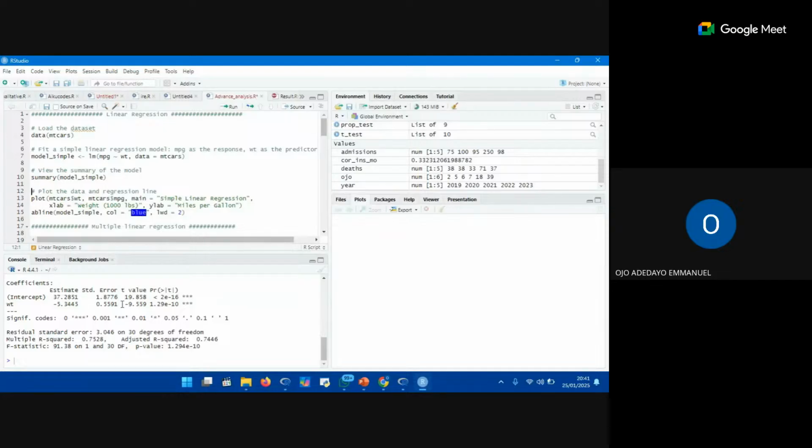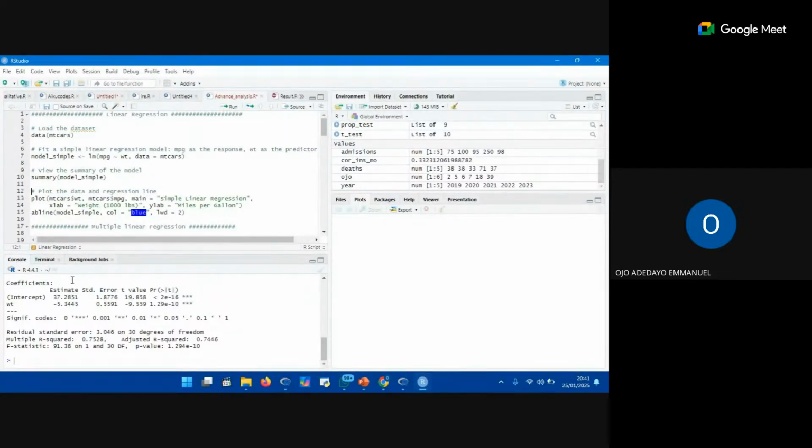Your y is your dependent variable, which in this case is mpg, which equals the intercept of that model, 37.2851. Then we're supposed to have plus, but because of the negative that we're having here for the weight of that car, we're going to have minus 5.3445 times the weight, WT. So that is the model.